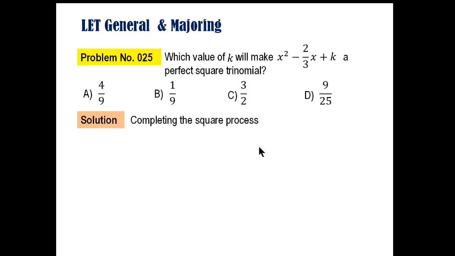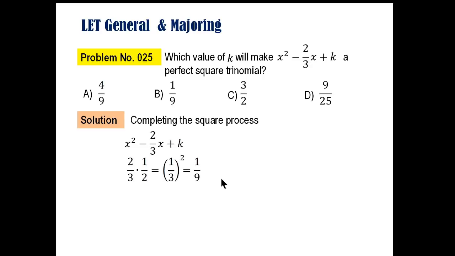we will use the completing the square process. To do the completing the square process, we have this given x squared minus 2/3 x plus k. By completing the square, we are going to divide 2/3 by 2, or simply multiply by the reciprocal of 2, which is 1/2. This is equal to, cancel 2, so we have 1/3, and then square it.